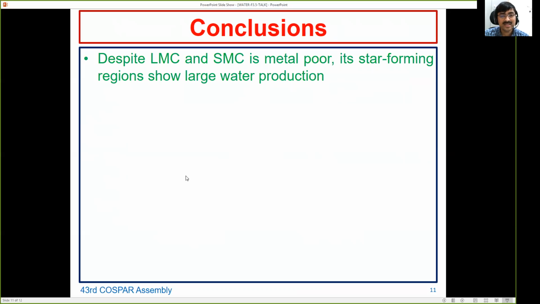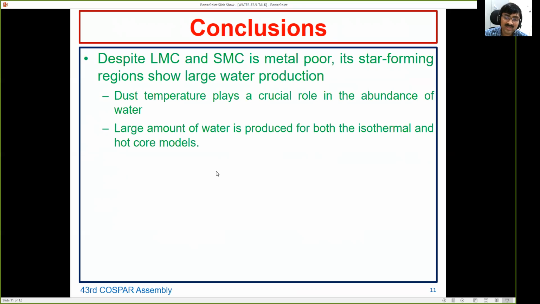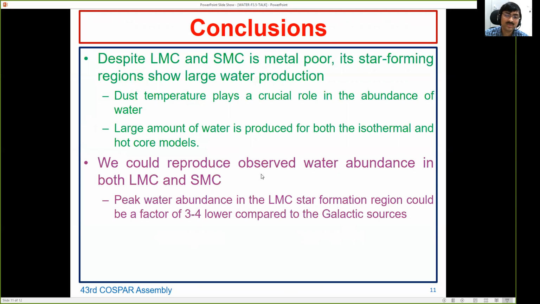What we have seen is that despite the low metal and dust content, the LMC and SMC show large water production, dust temperature plays a very crucial role, and the water production is very robust. A large amount of water is produced in both the isothermal and hot core models. We could also reproduce the observed water abundance in both the LMC and SMC. For the LMC, we found that the peak water abundance is lower by a factor of 3 to 4 compared to the galactic values, and for the SMC, it is lower by one order of magnitude.